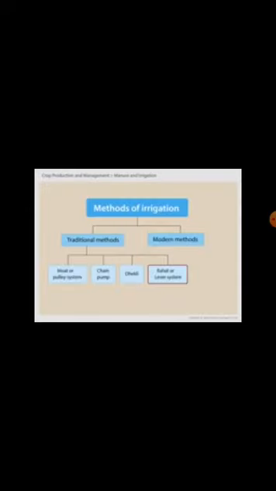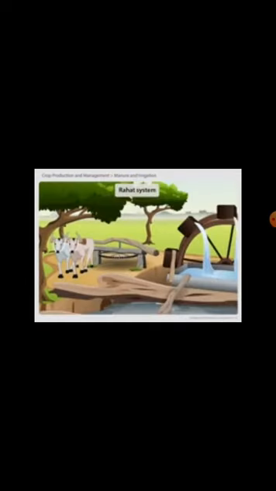Rahat or lever system. The Rahat system of irrigation was used in older times. This system of irrigation requires a large well in which a wheel is used. The wheel is turned by oxen, buffalo, or cows to get the water out of the well, and then the water is spread out over the crops. So you have learned that in traditional methods of irrigation, cattle or human labor was used.